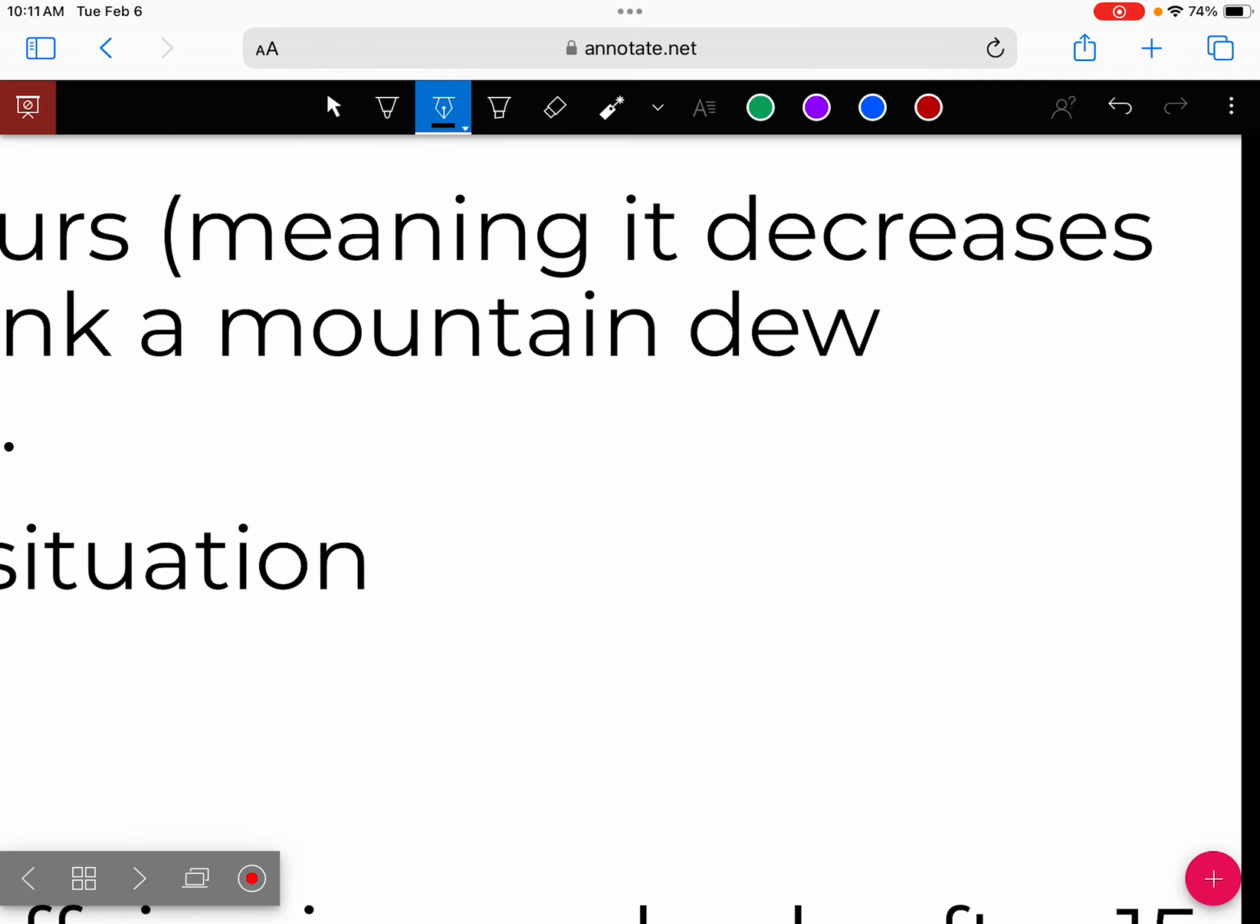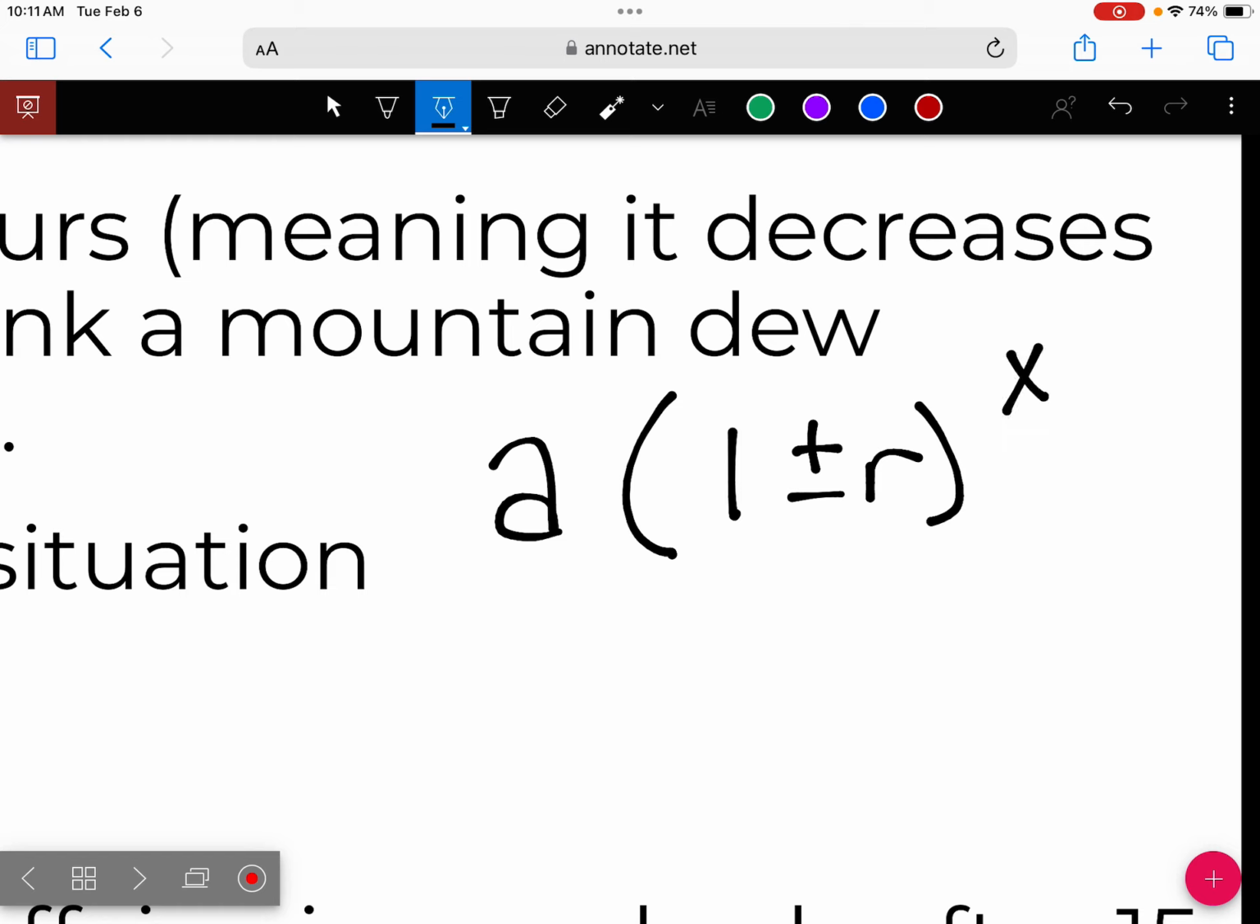So again, I'm going to give us our basic formula: A times (1 plus or minus R) to the X.